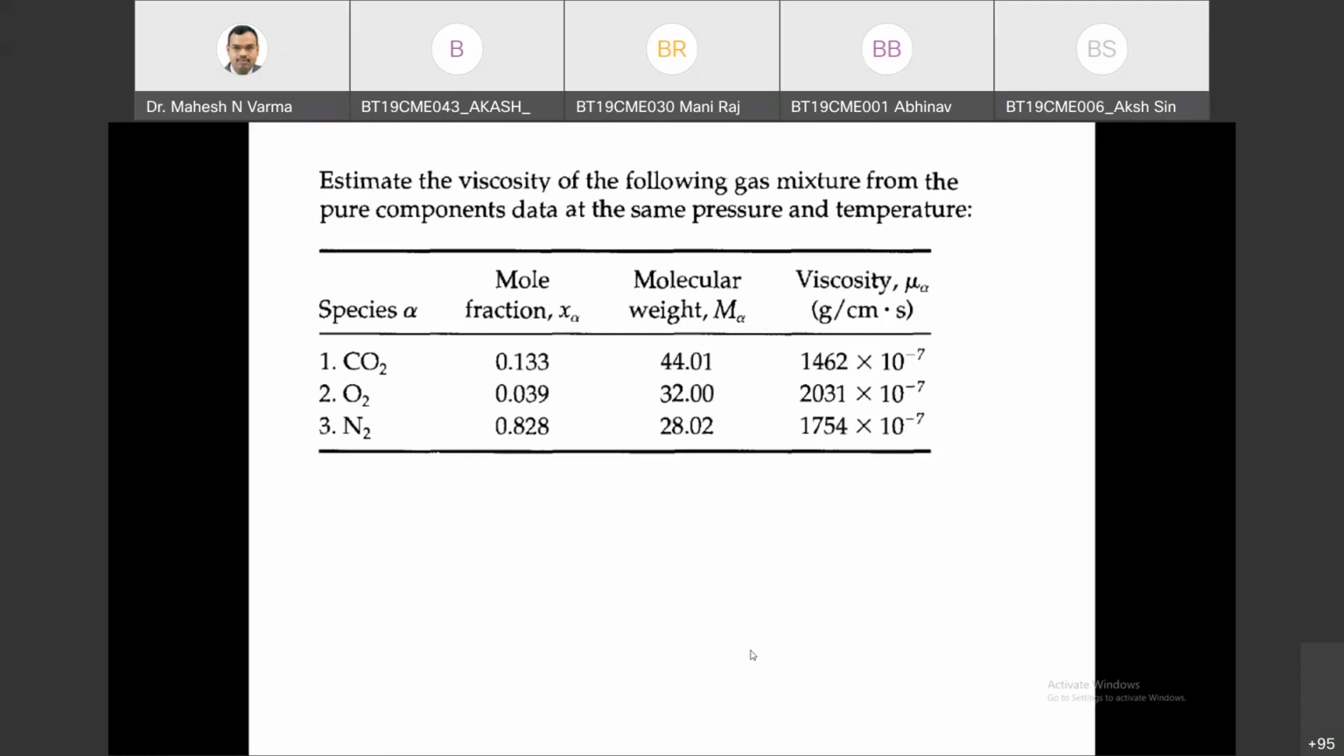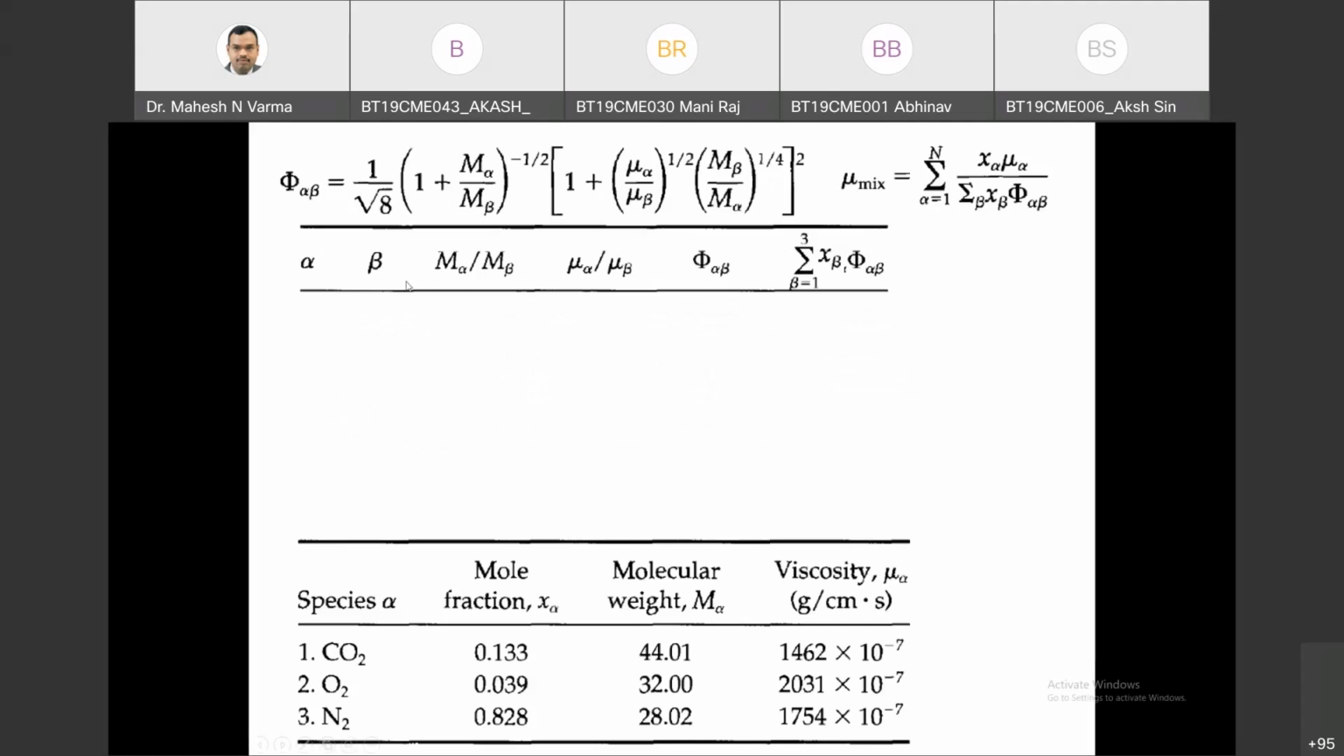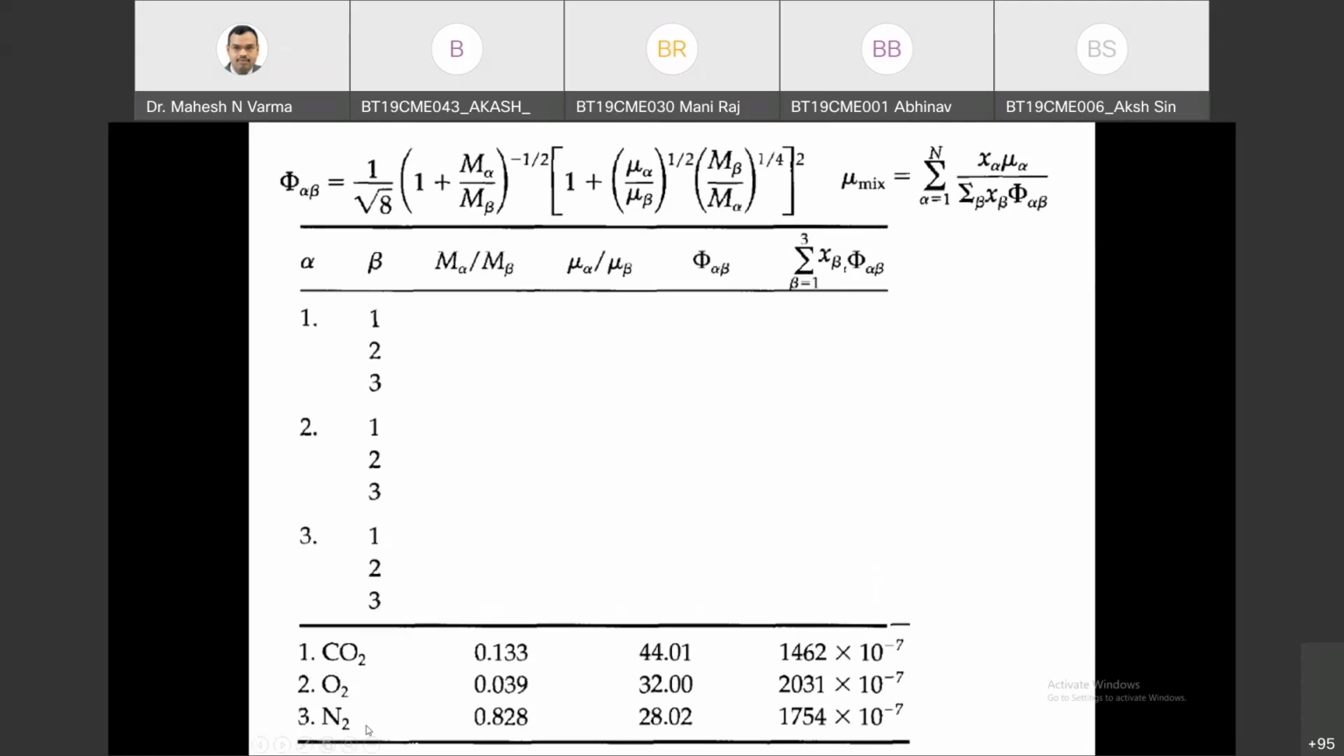So I will just briefly give you how to solve this. Get this value. This is actually beta, and the ratio of molecular masses, the ratio of viscosity, and there is the interacting parameter and the summation of this interacting parameter. Then sum it up and use this equation to get the value for the mixture. So this alpha varies from 1 to 3 and beta also varies from 1 to 3. 1 indicates carbon dioxide, 2 indicates oxygen and 3 indicates nitrogen.